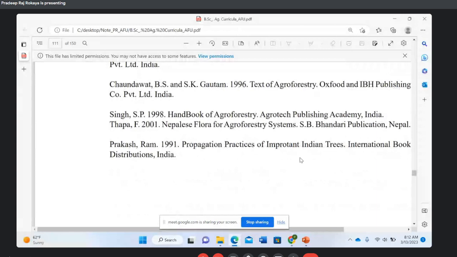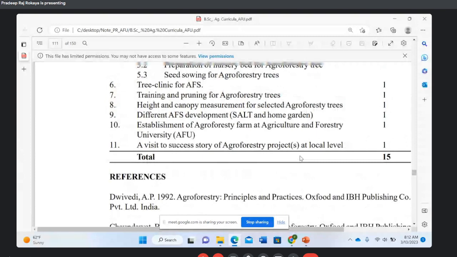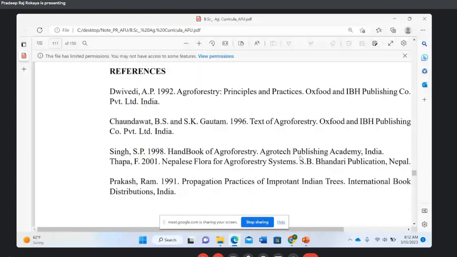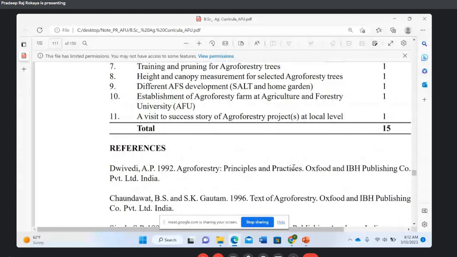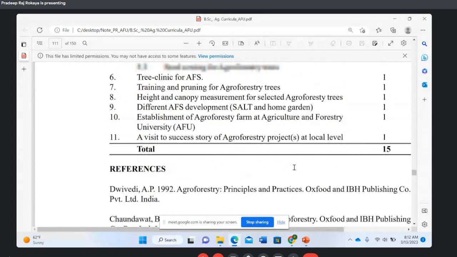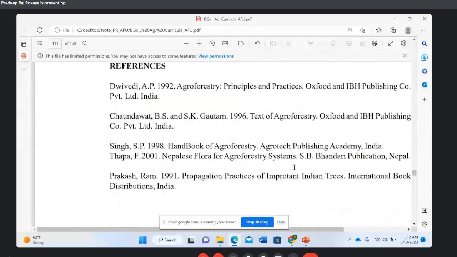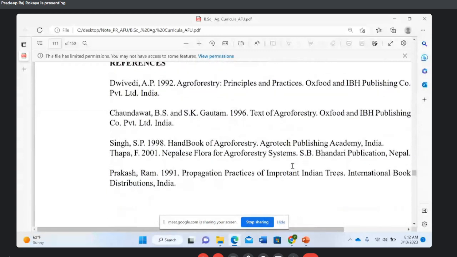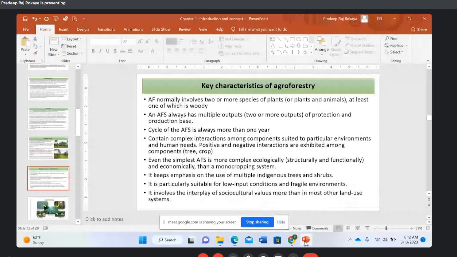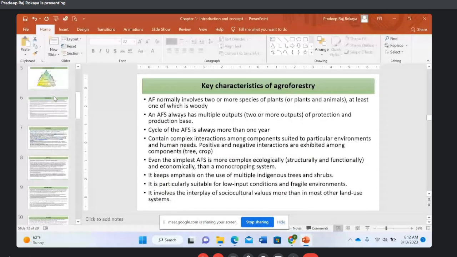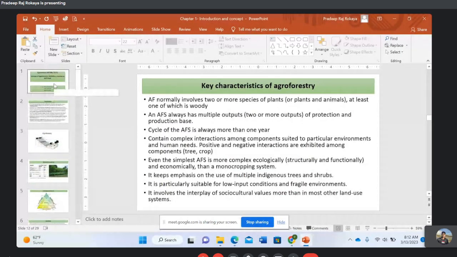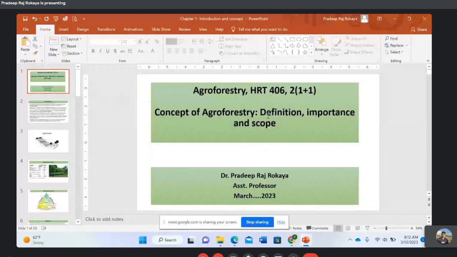Besides these books, you can consult or refer to other books, which are very valuable. So this is the overall picture of the theoretical part, the practical part, and the reference books for agroforestry. And so, I'm starting the first class.